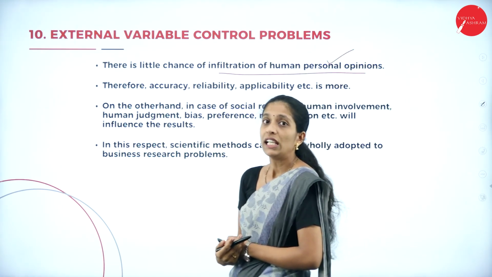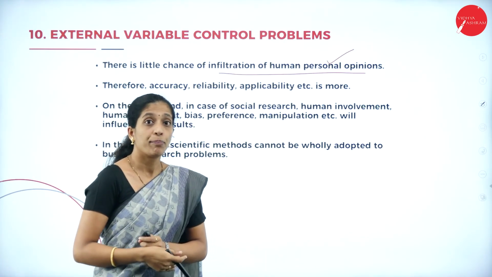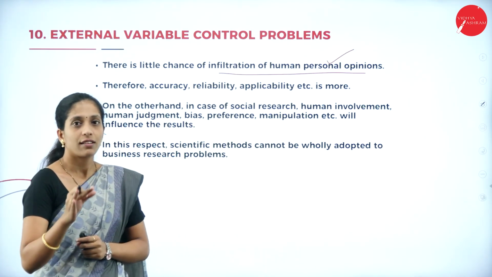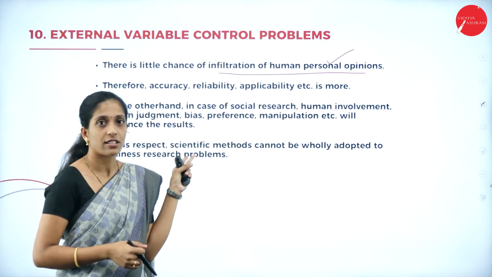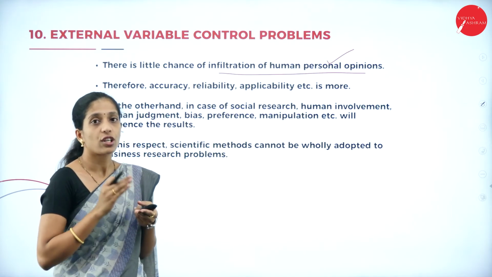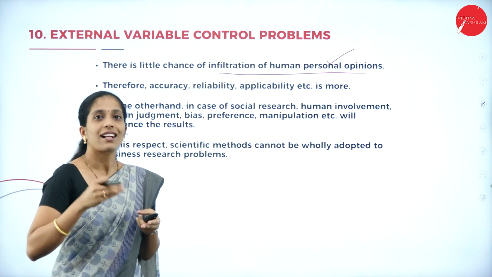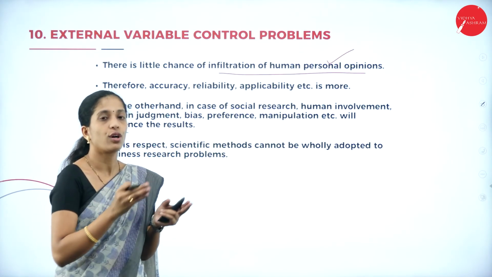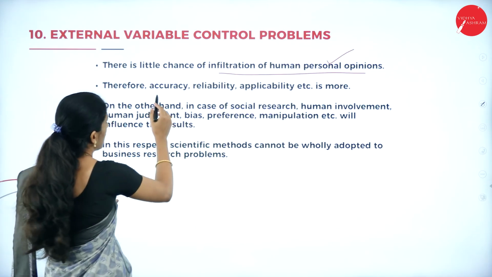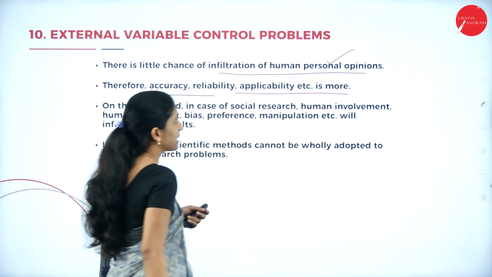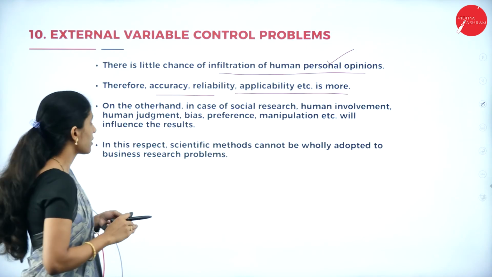I have told you that in business research we concentrate on human behavior, but in scientific research there are no such external factors. In business research, we mainly focus on human behavior, which keeps on changing, and along with that there are certain external factors also influencing the research. Therefore, accuracy, reliability, applicability, etc. are higher in scientific research.